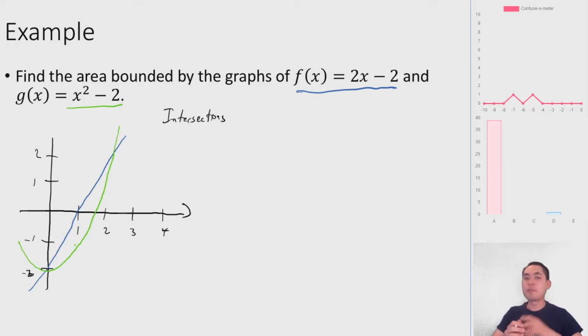Does the higher curve have to be first? Yes, it does. What will happen if you have the other curve first is you just get a negative area. So that should be pretty obvious when that happens, because you will get a negative area out of it.